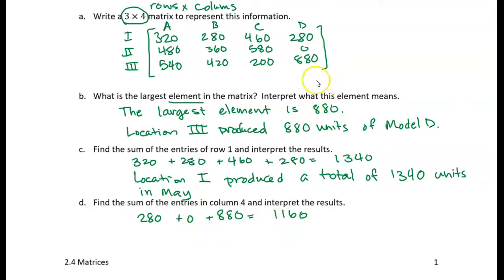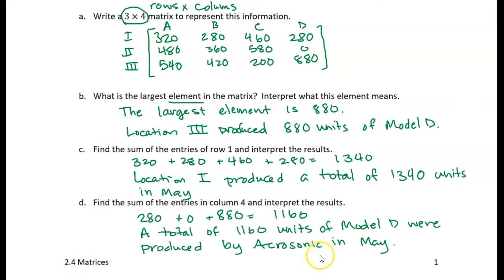So, interpret those results. Column 4 represents the Model D loudspeakers at all the different locations. So this is just telling us that the total number of Model D speakers produced is 1,160 units in the month of May. All right, so that's all there is to that example. Just putting numbers into a matrix. It's basically a table of numbers, and you just have to know what the rows and columns mean to be able to work with it and interpret it.